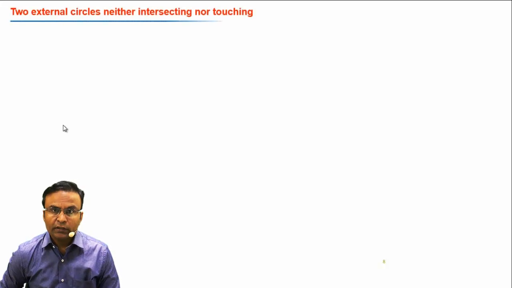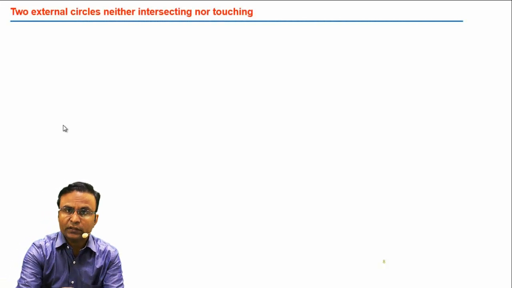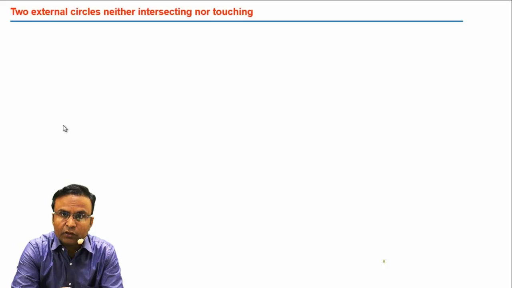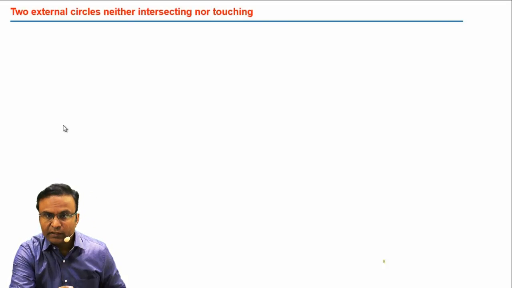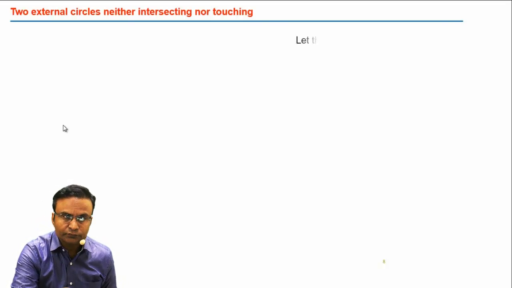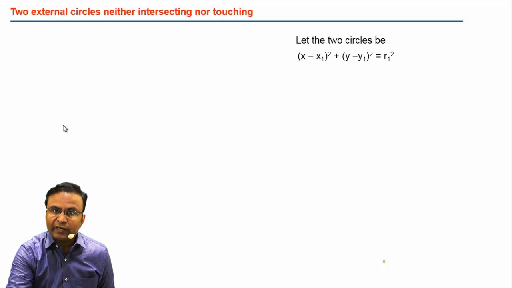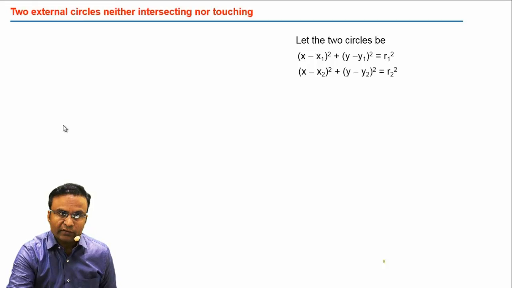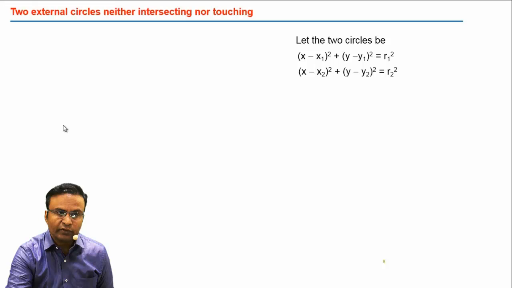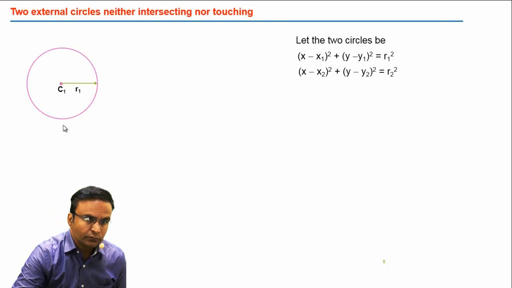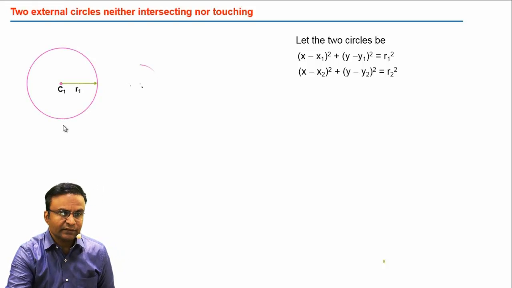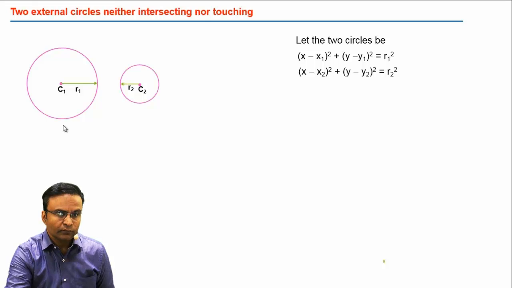Now consider the case of two external circles neither intersecting nor touching. For that, consider two circles (x minus x1)² plus (y minus y1)² is equal to r1², and (x minus x2)² plus (y minus y2)² is equal to r2². Let's draw these two circles. This is circle S1 and this is circle S2.